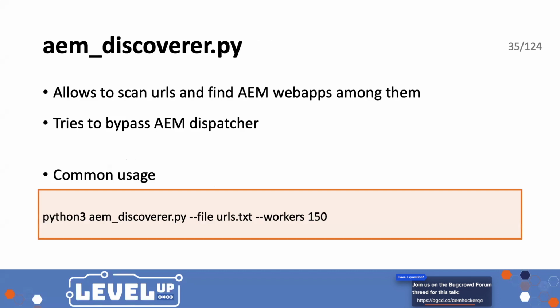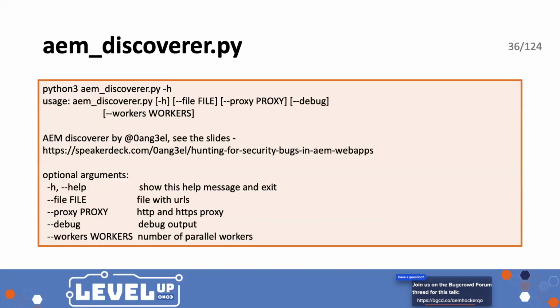With the workers parameter, you can specify the number of parallel workers. Some numbers about the performance of the tool: it took 2 days to scan a list of 500,000 URLs using 150 workers. Help message for AEM Discover.